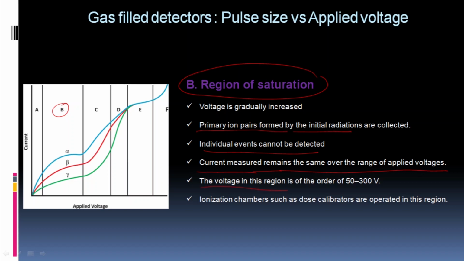This voltage region is in the order of 50 to 300 volts, and the most important radiation detector for our field, radiation oncology physics, is the ionization chamber. This is used for the dose calibrator, and it is operated in this region. So in this region we have devised the ionization chamber. Just remember this one, ionization chamber. We will discuss the ionization chamber very elaborately in our next class.